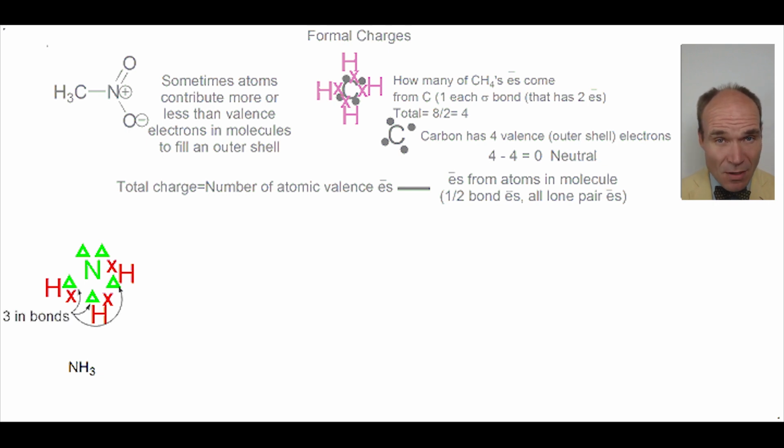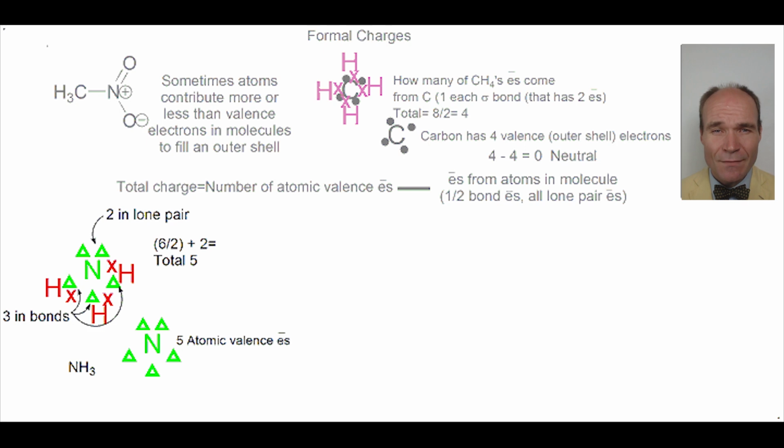Well, there are 3 bonds here, so a total number of electrons of 6. So half the number of bonded electrons, therefore, is 3. There's 1 lone pair with 2 electrons. So the total number of electrons associated with nitrogen here is 3 plus 2, which equals 5. We turn to the periodic table. How many valence electrons in a general nitrogen? 5. Thus, the charge is 5 minus 5, which equals 0. Again, the nitrogen here is neutral. It doesn't have a formal charge.